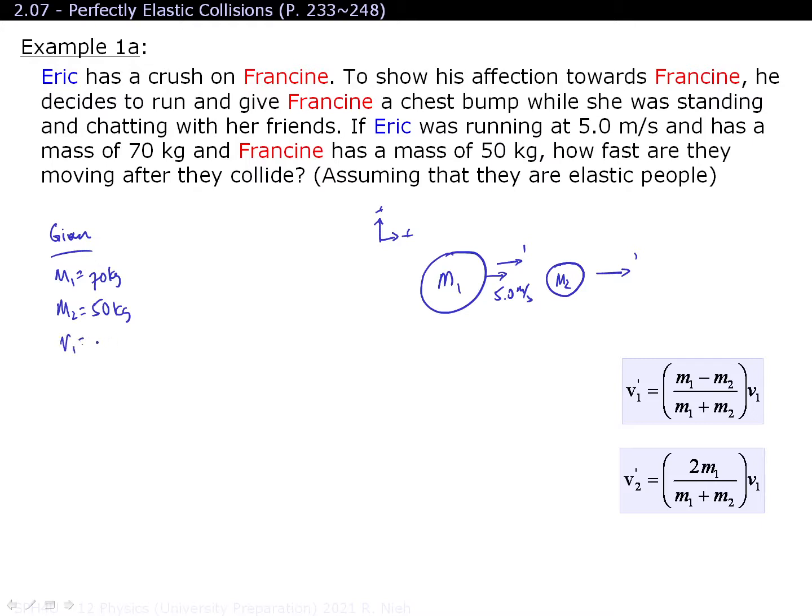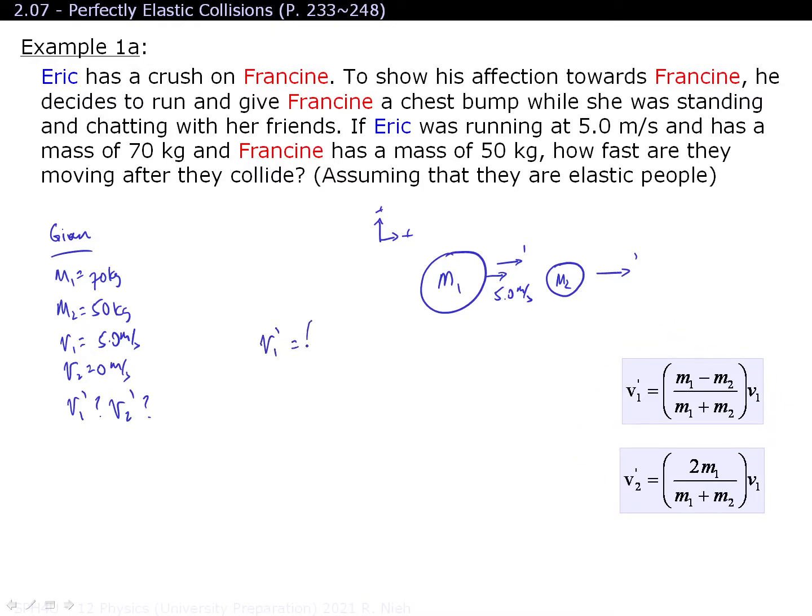All right, so V1 is 5 meters per second? And yes, V2 is 0 meters per second, and we can find our V1 apostrophe, and we can also find our V2 apostrophe as well, just by using these equations on the right. Okay, let's start with the first one.